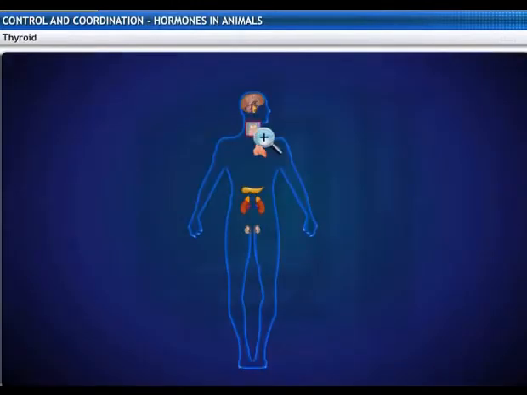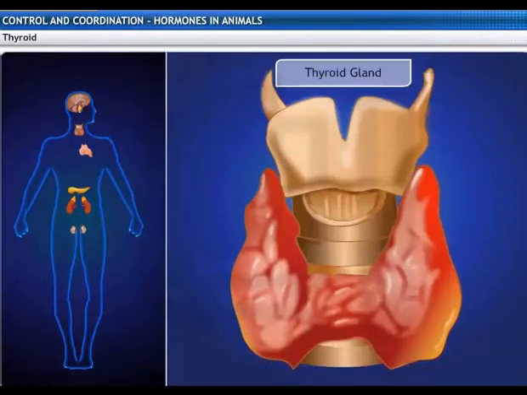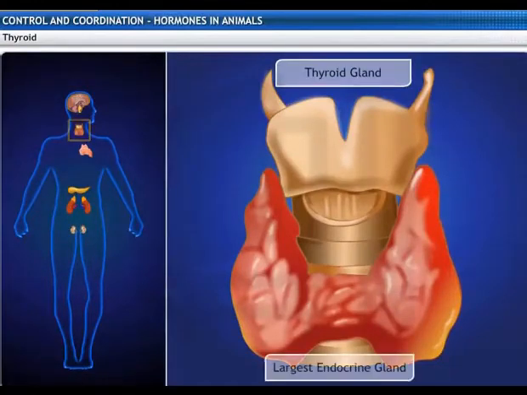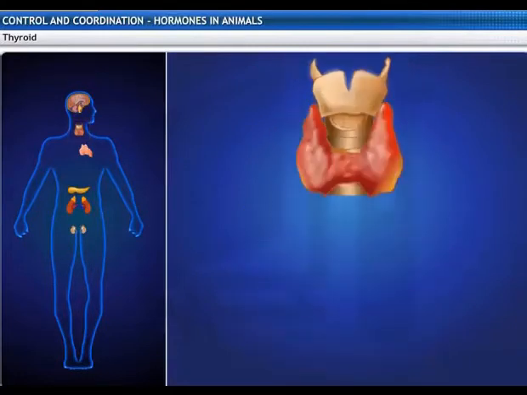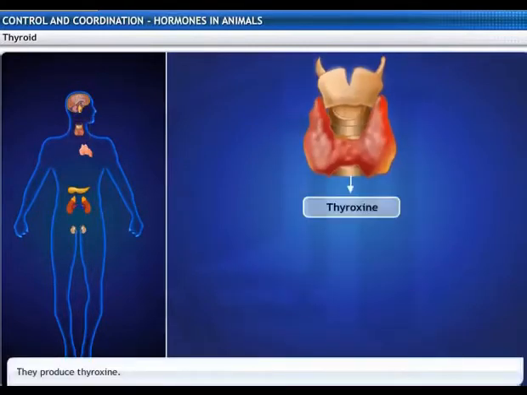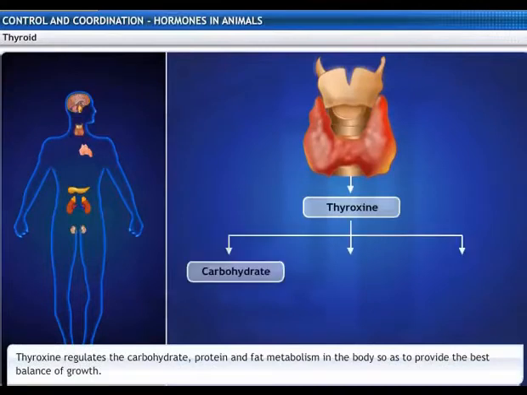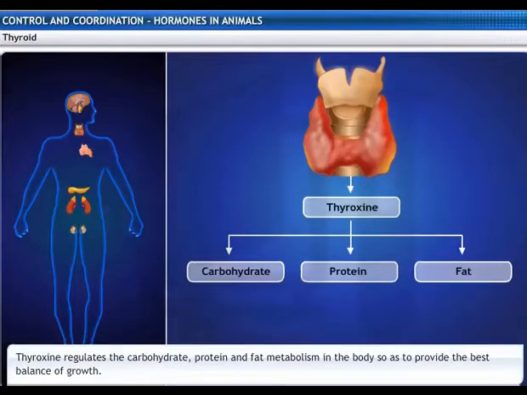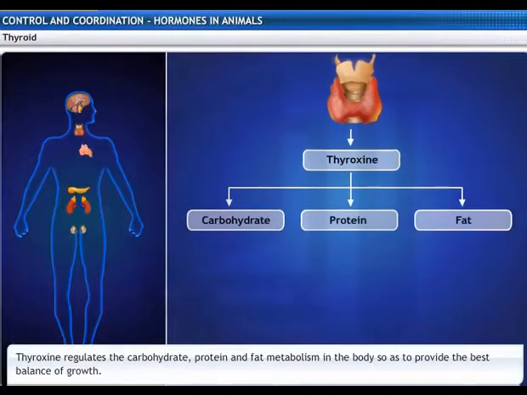The thyroid gland is located in the neck, ventral to the larynx in our body. It is known as the largest endocrine gland. It produces thyroxine, a hormone which regulates the carbohydrate, protein, and fat metabolism in the body so as to provide the best balance of growth.